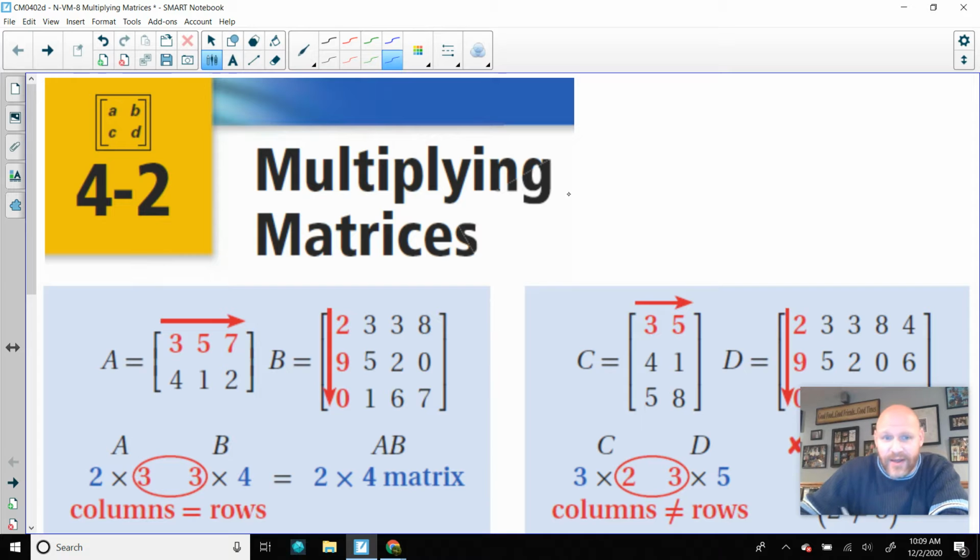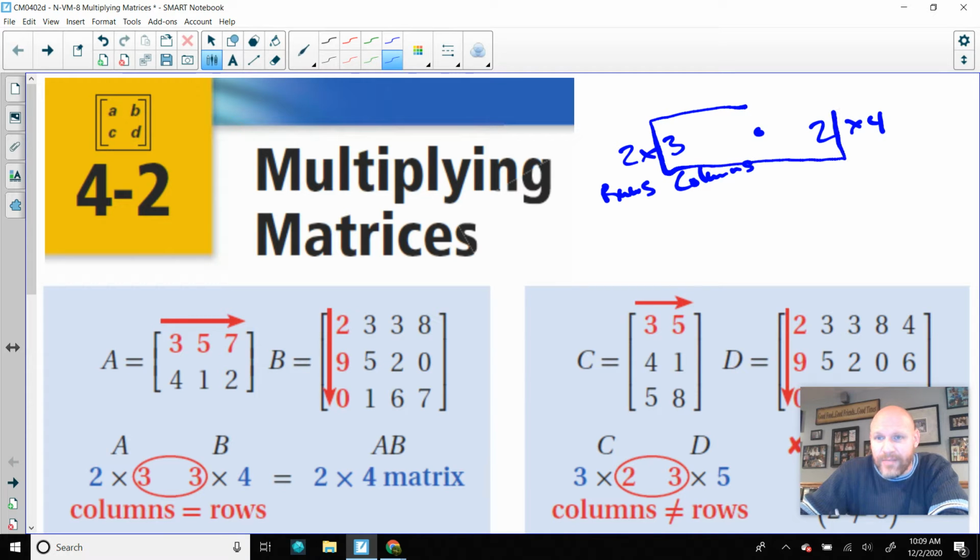The trick here is, and they're showing it to you right here in this example, if I have a 2 by 3 matrix, that means 2 rows by 3 columns, and I want to multiply that to a 2 by 4 matrix, that would be bad news. And the way you can tell is the numbers in the middle have to match. So the columns of the first matrix have to match the rows of the second matrix.